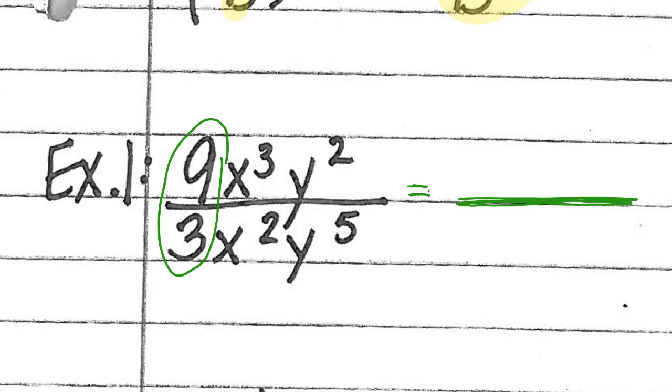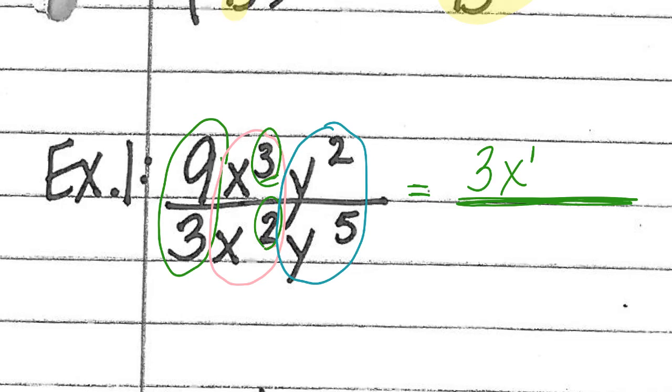How can I reduce 9 and 3? Well, 3 goes into 9 3 times. Then I look at the x's. Which one is bigger, the cubed or the squared? We know x cubed is bigger. So I'm going to put the x on the bigger line, so I'll put that on the top, and I'm just going to take 3 minus 2, which is 1. Now I don't have to show that 1. And y squared over y to the 5th. Again, the 5 is larger, so I'm going to put y on the bottom, and I'm just going to subtract. 5 minus 2 is 3.